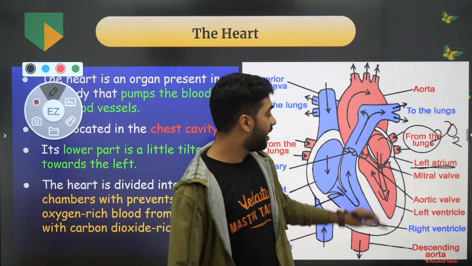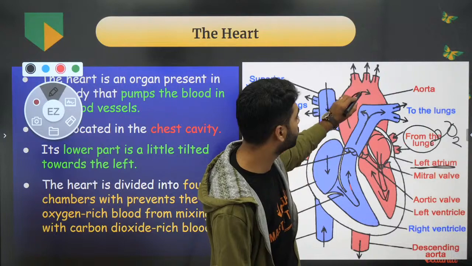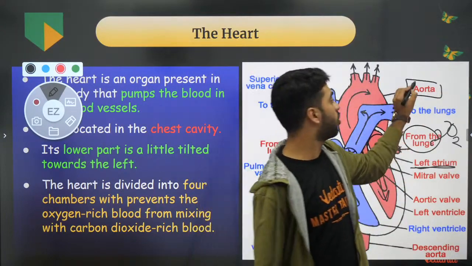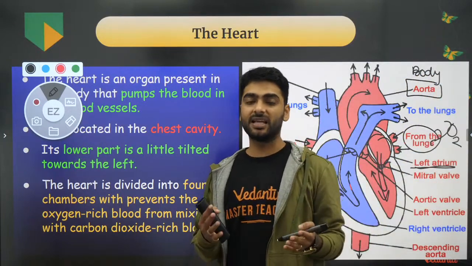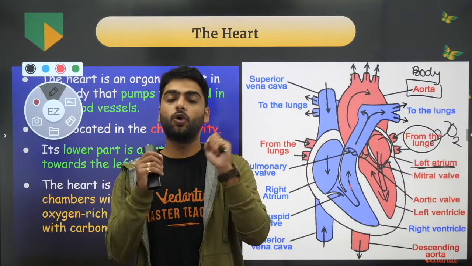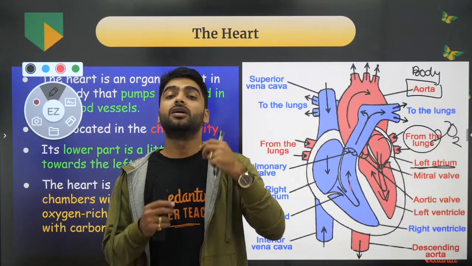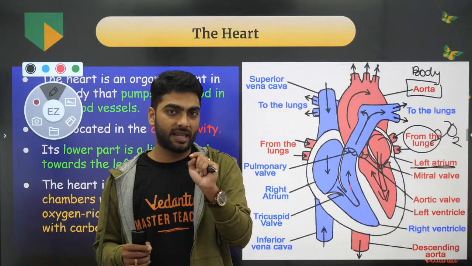It will go down. And from the left ventricle, the blood will go to the aorta. And this aorta will send the oxygenated blood to the entire body. The blood will go to each and every cell of the body, and it will give oxygen to the cell and take carbon dioxide from the cell.